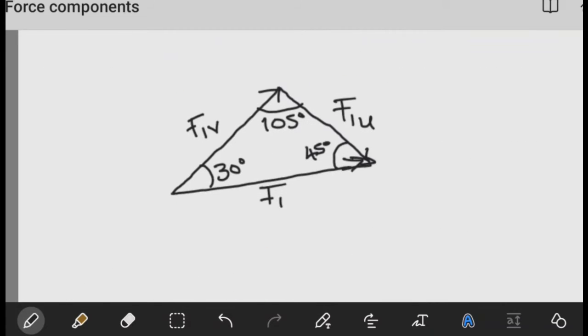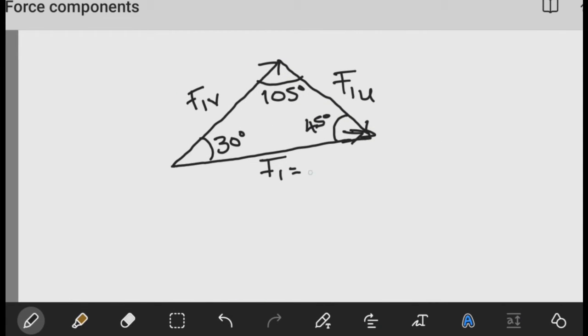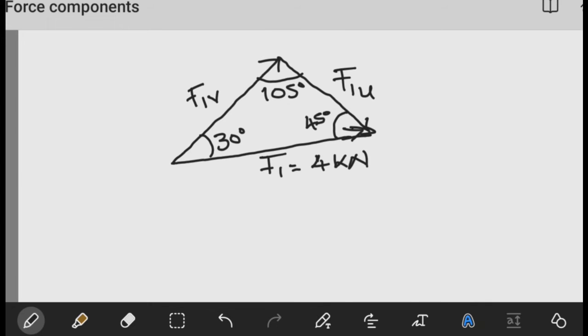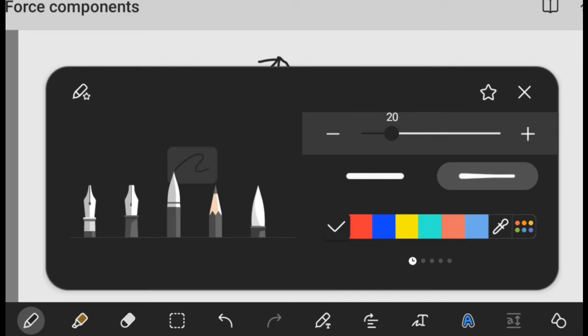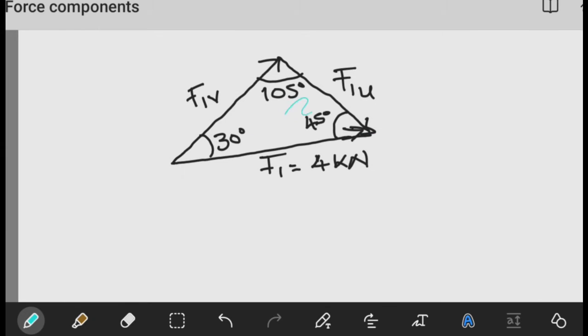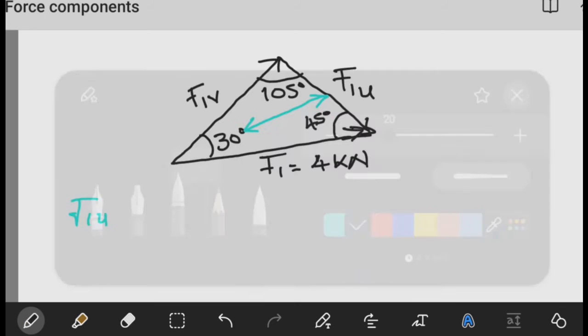Yes, that's 4 kilonewtons. So this is 4 kilonewtons. With this in mind, it becomes easy what we have to do. Let's say you wanted to find, well, we can start with F1 in U. To find F1 in U, if we used sine rule, it's opposite to this angle. So we're going to have F1 in U.